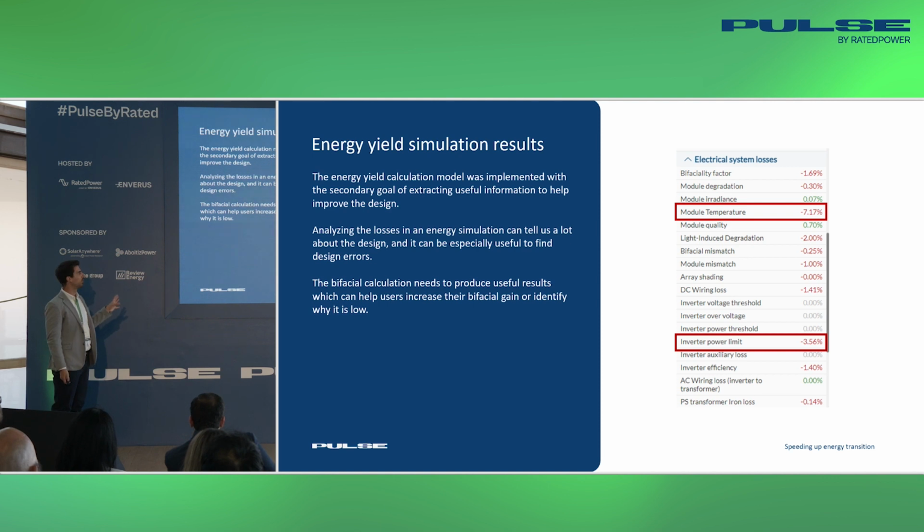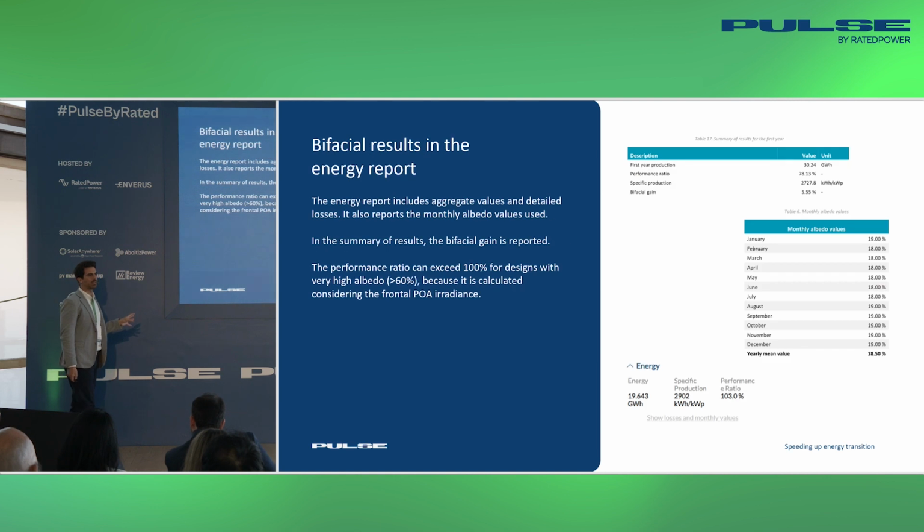We also had that goal in mind when we designed the bifacial calculation model, and we implemented some reporting systems that allow us to evaluate the quality of the design in terms of the bifacial part of it. The first value that I want to highlight is the bifacial gain. You can find that in the energy report in table 17. It's right there. We also have the albedo that we use. This is super important if you are going to replicate values in some other software.